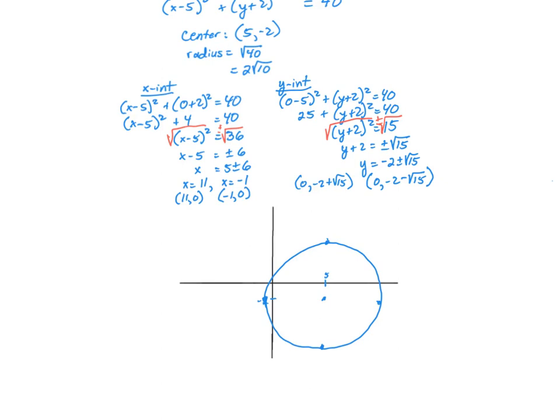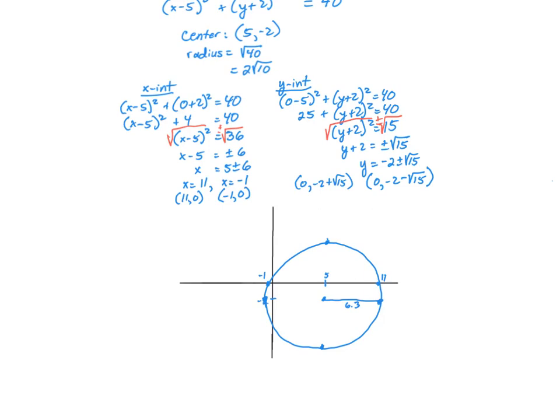But let's see if our intercepts seem about right. In terms of our x-intercepts, we have 11 and -1. So this point right here would be at 11, and this point right here would be at -1. That seems about right. Remember that this distance, according to my rough sketch, is 2 square root of 10, which is about 6.3 units. So if the center had an x coordinate of 5, we add 6.3, that's 11.3. If this is at 11.3, the x-intercept at 11 seems about right.